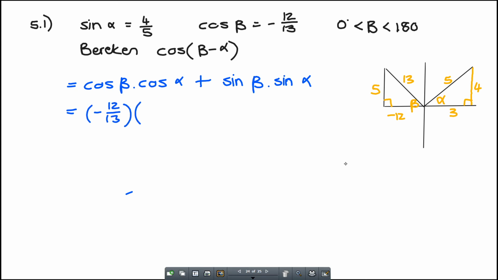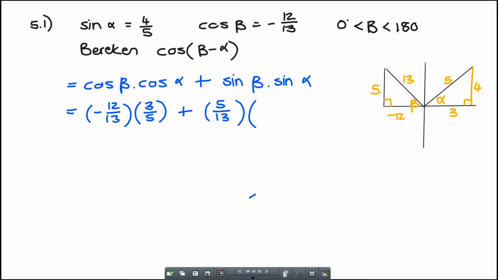Okay, now we need cos alpha. So nou gaan werk ek gou daarso uit. Cos is aangrensend op skuins, so 3 over 5. You guys fine with that? Plus, I need sine of beta. Sin is oorstaande op skuins, so 5 over 13.